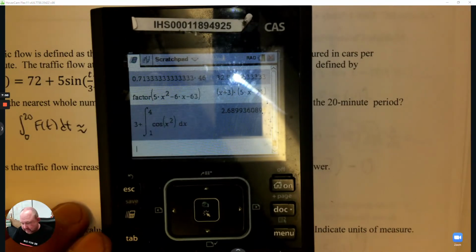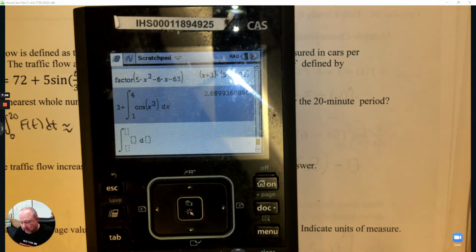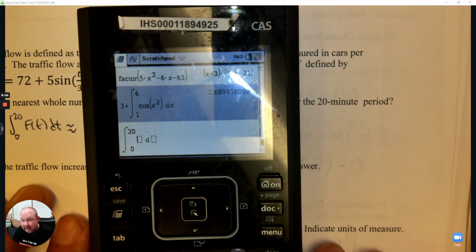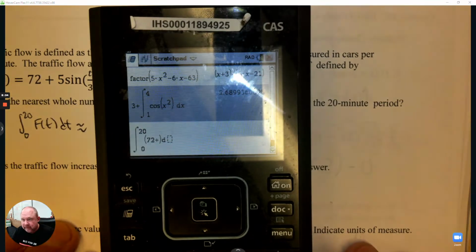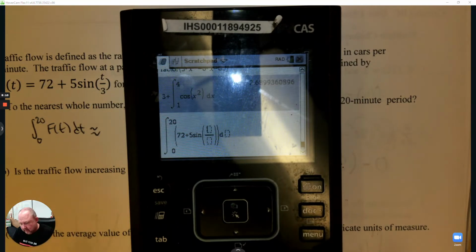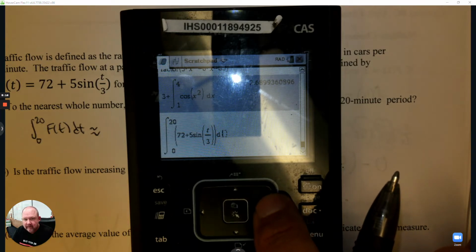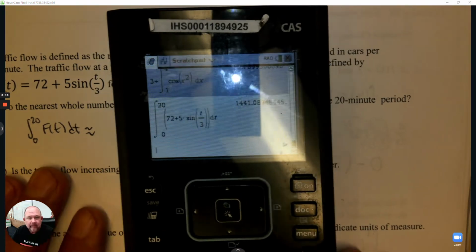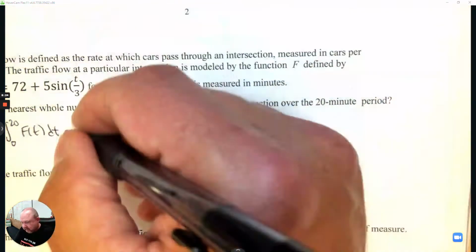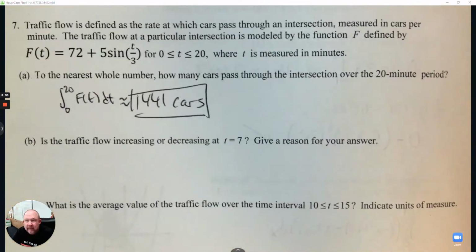So I'm going to integrate: menu, calculus, integrate. And we're going to go from 0 to 20. And then I'm going to type it in. Be careful. So 72 plus 5 sine, now we'll go t, that's fine, so t over 3, dt. And then how many cars did that give us? So 1,441, to the nearest whole number.